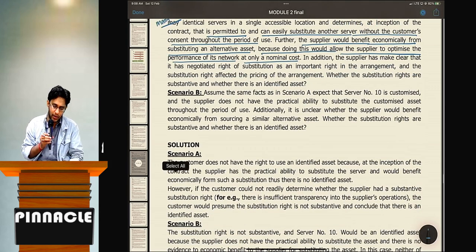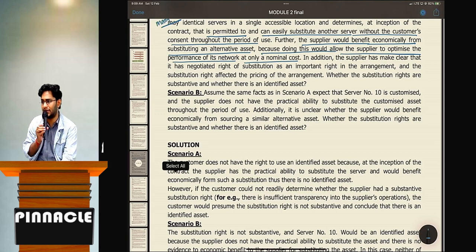Scenario B. Assume the same facts as in scenario A, except that server number 10 is customized and the supplier does not have the practical ability to substitute the customized asset throughout the period of usage. Additionally, it is unclear whether the supplier would benefit economically from sourcing a similar alternative asset. Whether the substitution rights are substantive and whether there is an identified asset.